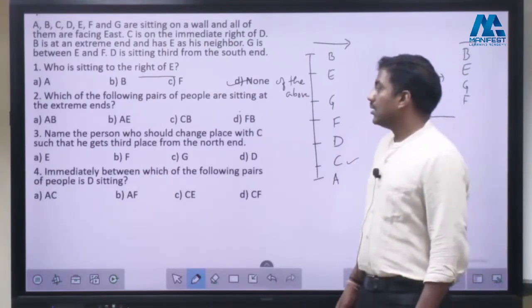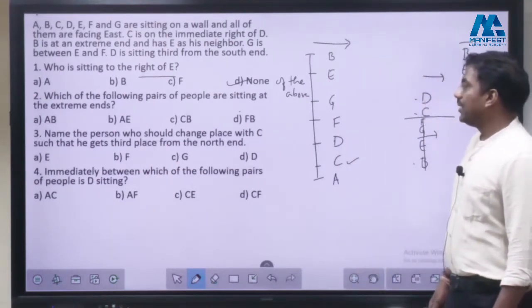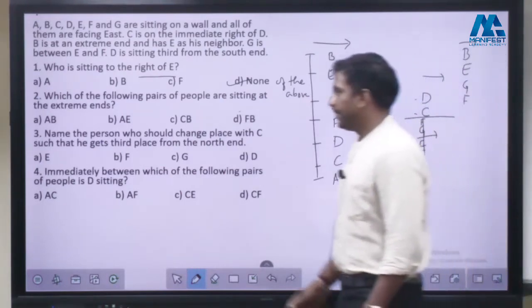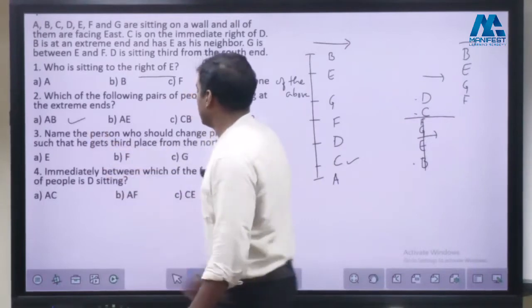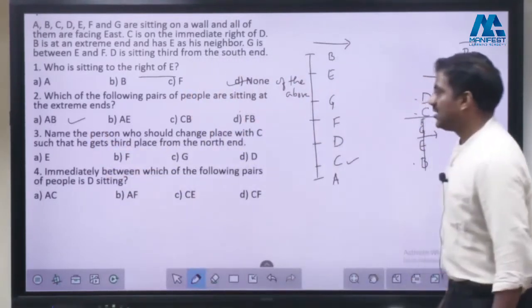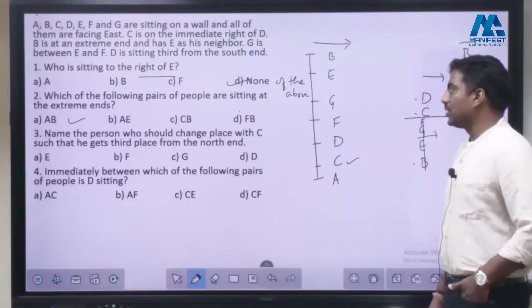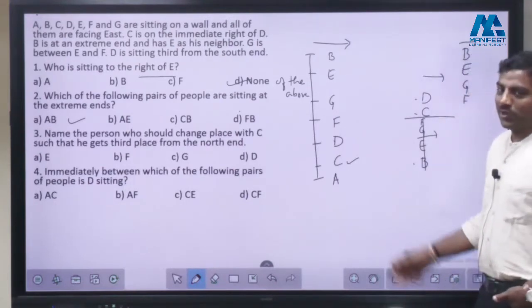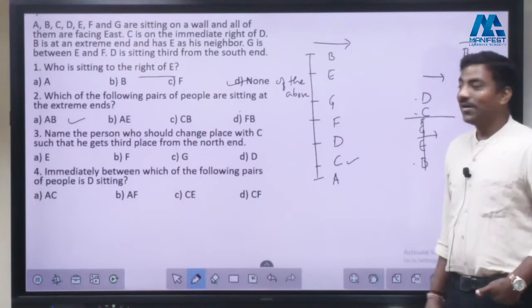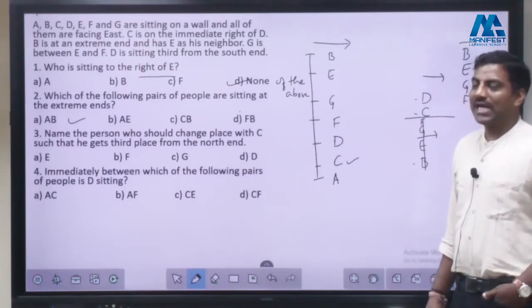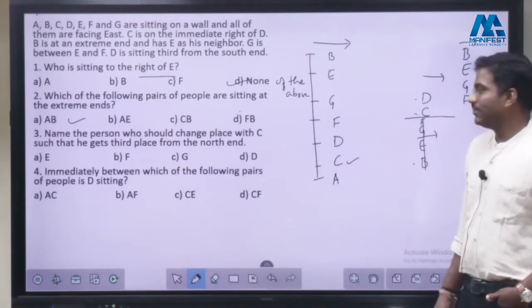Then, which of the following pairs of people are sitting at the extreme ends? AB? Yeah. Name the person who should change places with C such that he gets third place from the north end. Now, third place from the north end is G or F? Sure. So C has to interchange places with G.